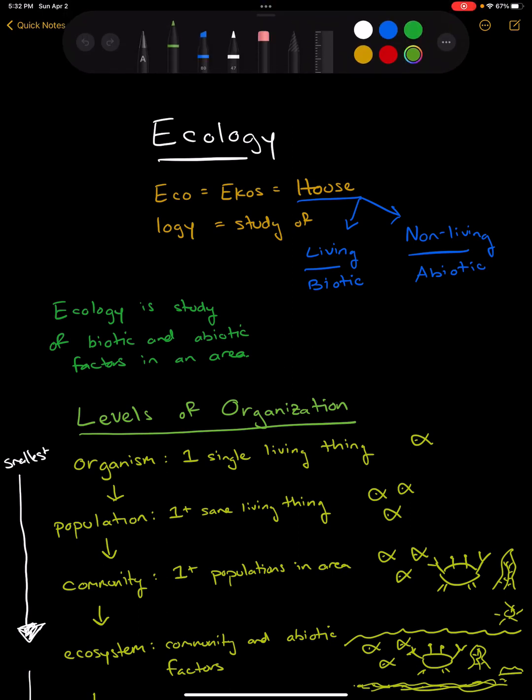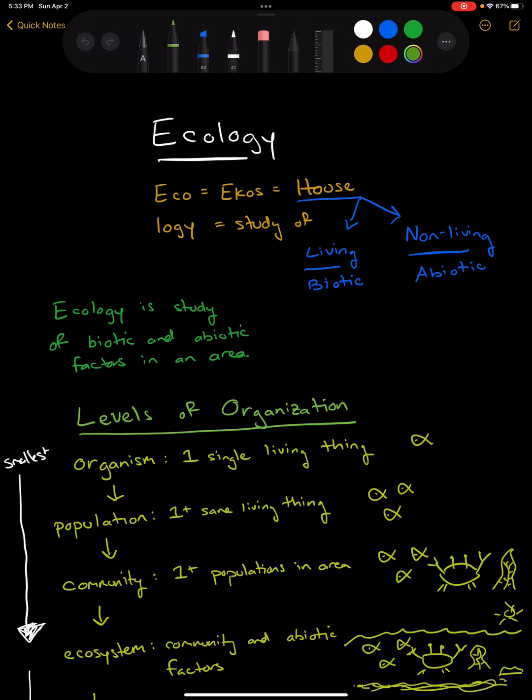All right, guys, let's start talking about ecology. So if we break the word down, eco means house. And when you think about your house, what are the things that are inside your house? You're going to have all your living things like you or pets or plants, whatever you keep living in your house. And then you also have all the non-living parts like your furniture, which is essentially what you keep in your house that's not living. And then ology is the study of.